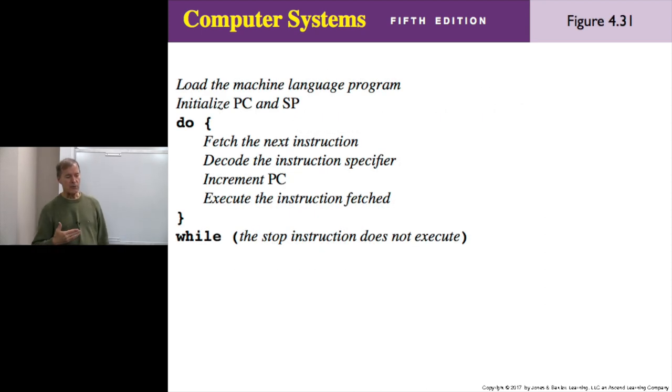Now, in figure 4.31, this is a kind of software description of what is going on in the hardware. This is the logic of what's going on in the hardware. So the von Neumann cycle, do you see that it is the do and while? Because when you say while the stop instruction does not execute, you go back, that's the repeat. You go back up to the do. Does everybody see how this works?